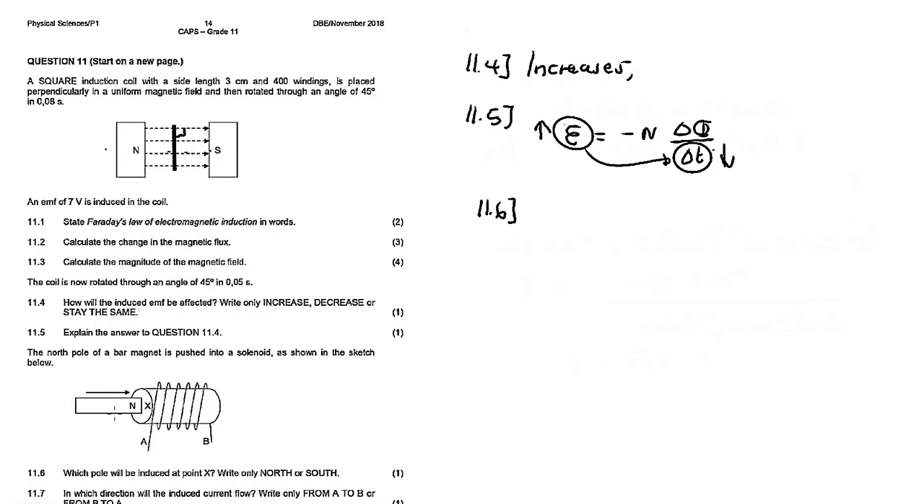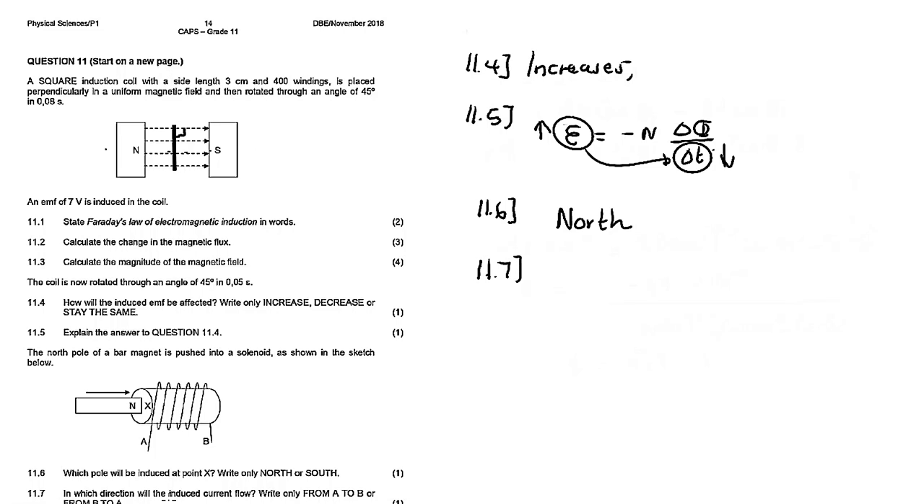Since the side of the magnet entering the solenoid is the north pole, it means the magnetic field produced by the solenoid will have a north pole facing the north pole of the magnet. So here we will have north. Our answer is going to be north. I will give you a summary of this idea of Lenz after answering these questions.